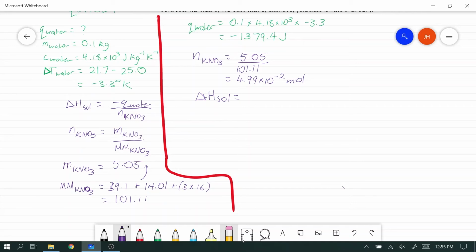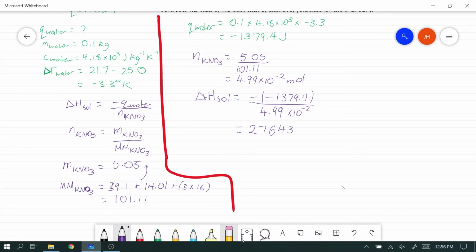Now to calculate the molar heat of solution. So that's going to be negative Q of water. So negative 1379.4. So notice that those negatives will cancel out and mean that the delta H of solution is going to end up positive, just like we predicted at the beginning. And we're going to divide that by the number of moles. So 4.99 times 10 to the negative 2 down the bottom. When we put all of that into a calculator, we should end up with 27,643.